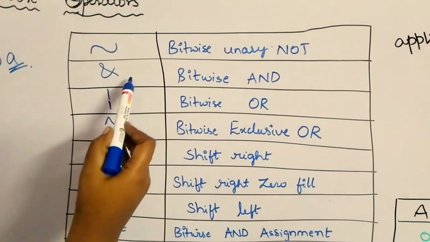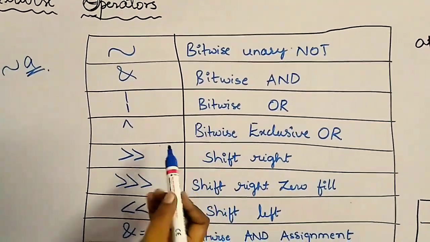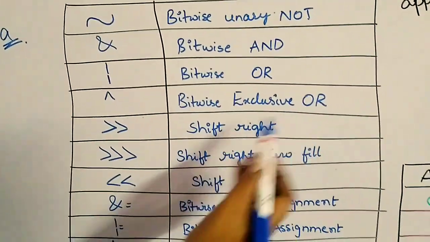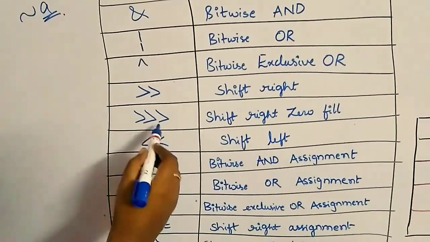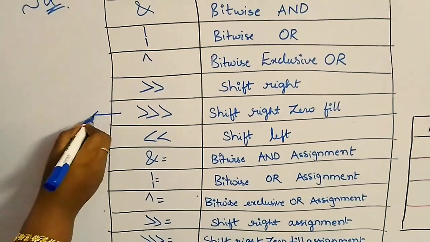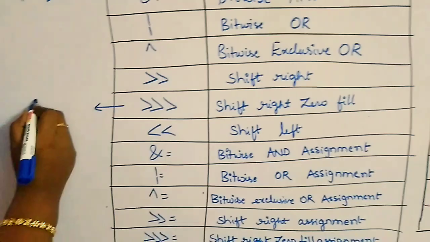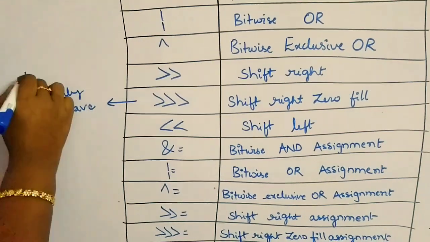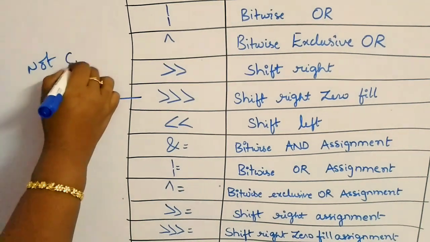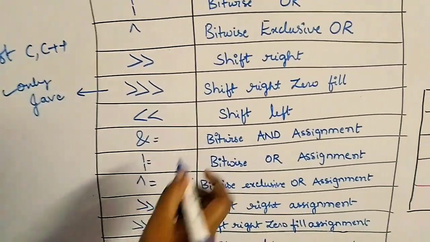The second one is the bitwise AND operator. This is the bitwise OR operator. This is bitwise exclusive OR, and this is shift right. Then this is three angular brackets, three greater than symbols consecutively. This is there only in Java. This operator is not there in C or C++. This is only there in Java, and this is called the shift right zero fill operator.